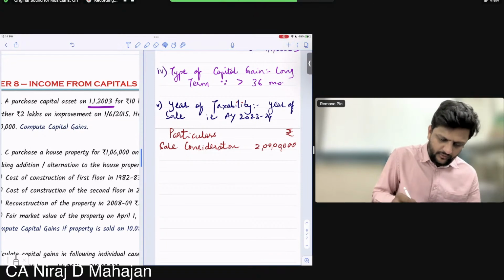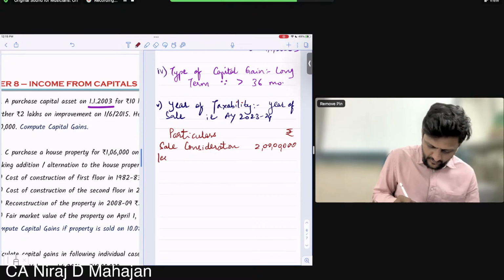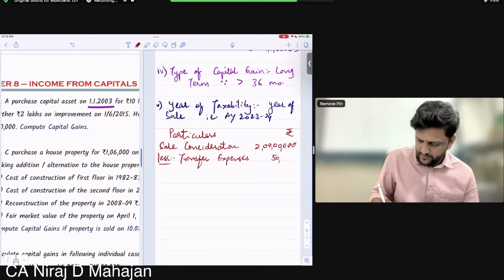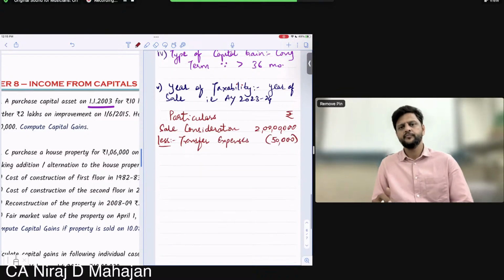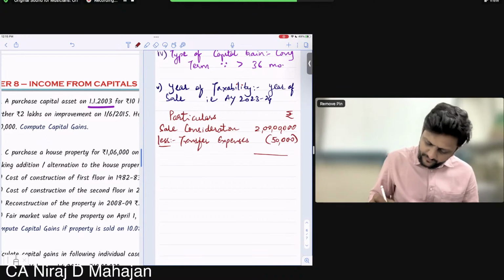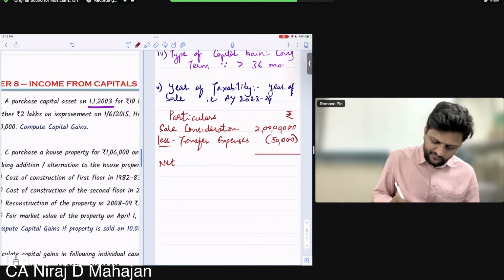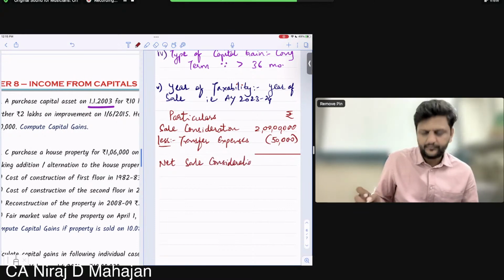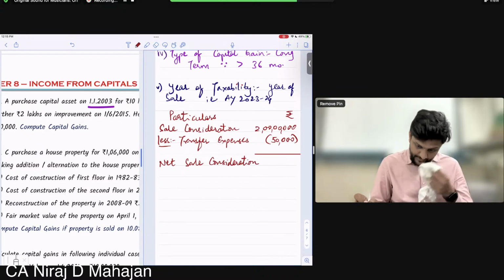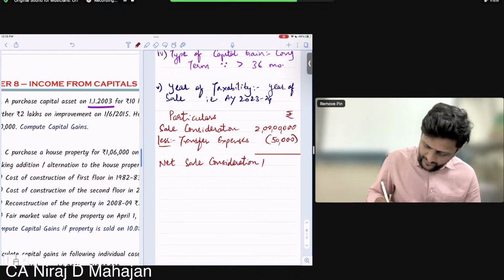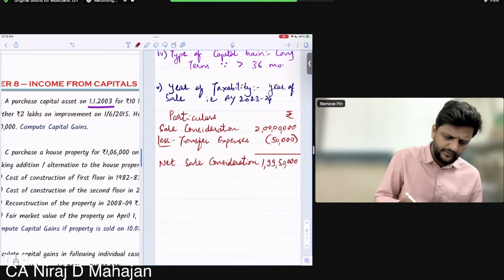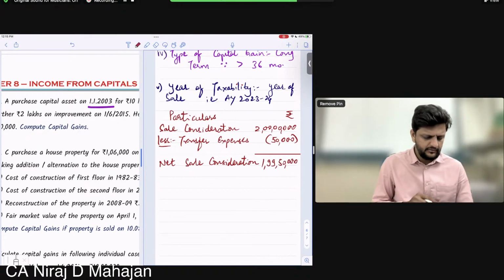Less, tell me what now? Transfer expenses. I think only 50,000 is given to us. Everybody? So, net sale consideration. Net sale consideration is how much? 1 crore 99 lakh 50,000. Agree till here? Very simple going on. Okay, everybody till here?